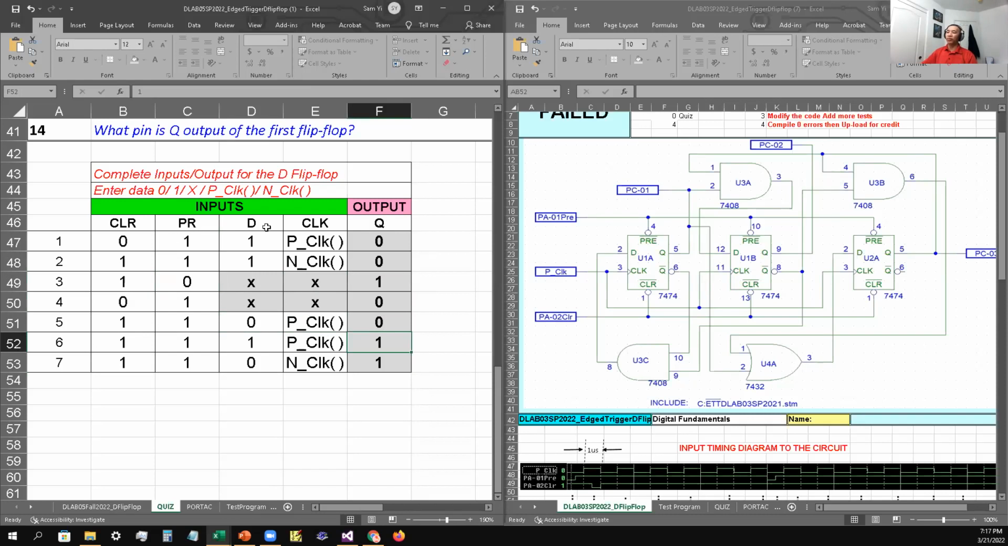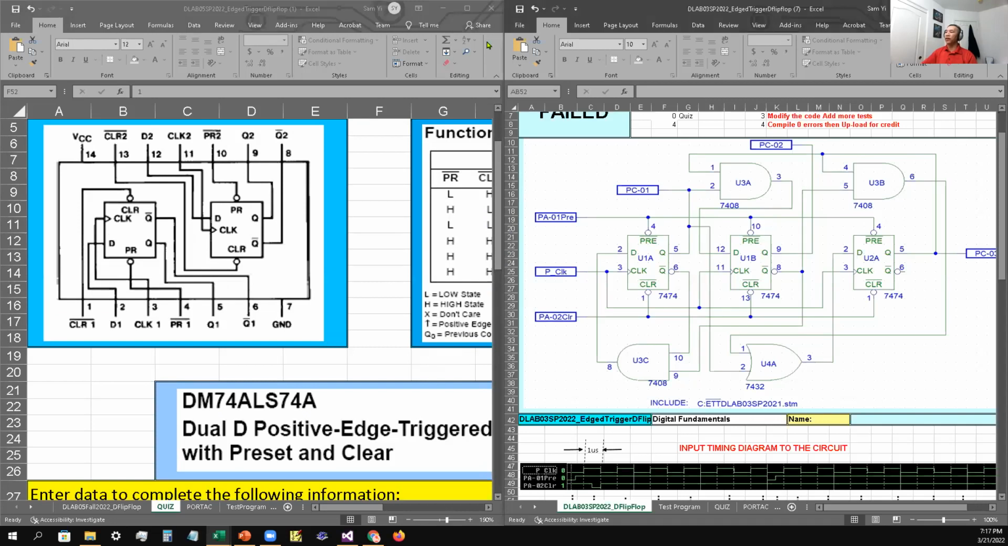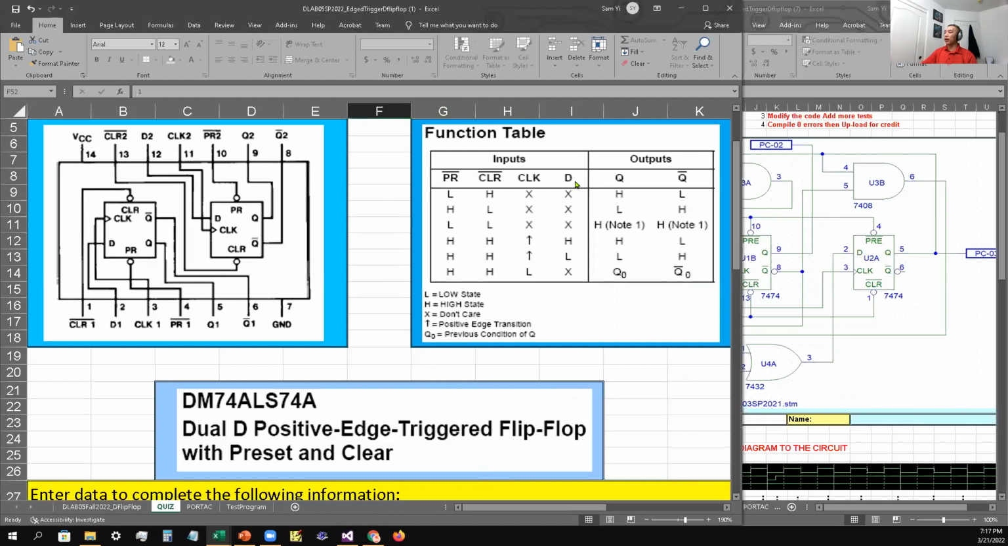Okay, yes, just make sure you understand the concept of how this IC works. So follow this IC. Pretty much you look at this output, so you have the priorities, either pre, and then you have clear, and then you got the clock, and whatever the value of D is goes into the Q output. If you don't get a clock, then there won't be any output except whatever the output was from the previous step.